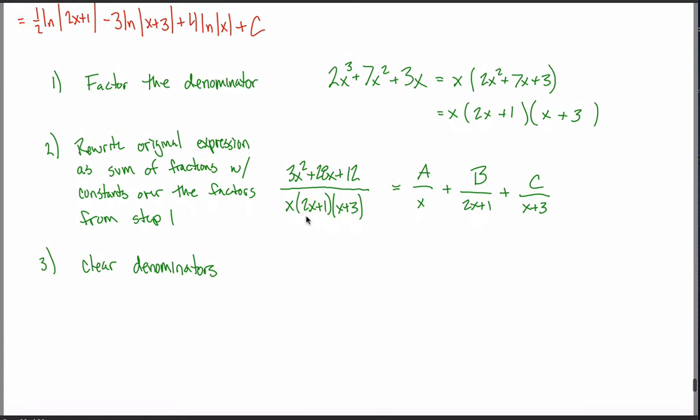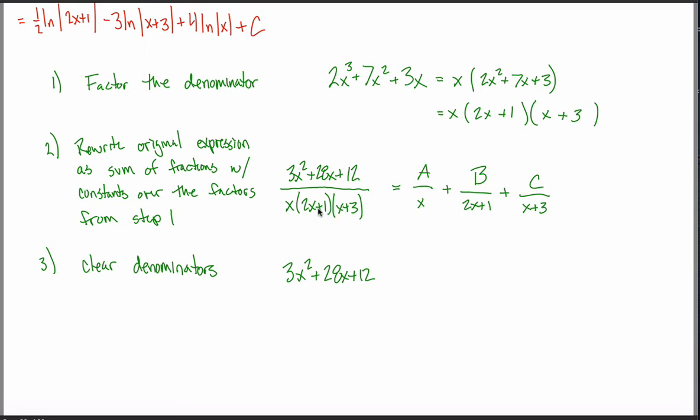On the left-hand side, if I multiply by x and 2x plus 1 and x plus 3, it'll all cancel out. And all I'll be left with is what was up top, the 3x squared plus the 28x plus the 12. But on the right side, things are going to be a lot more confusing. Because if I multiply by x times 2x plus 1 times x plus 3, that product has to hit each of these three terms. So I have to multiply it by this guy, and then I have to multiply it by the second one, and then I have to multiply it by the third one.